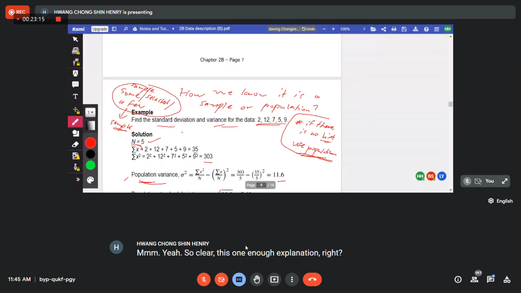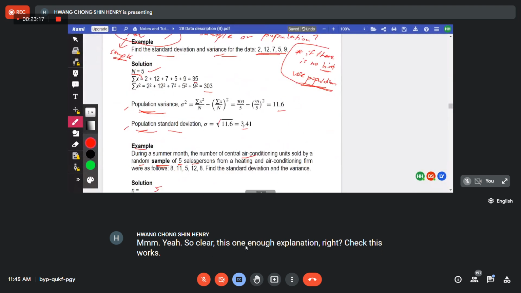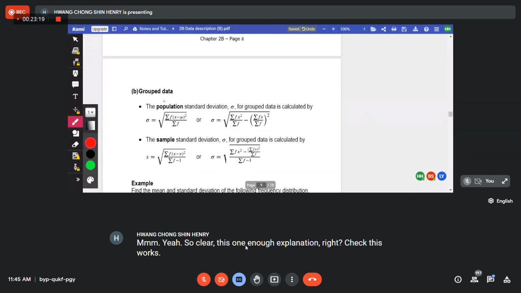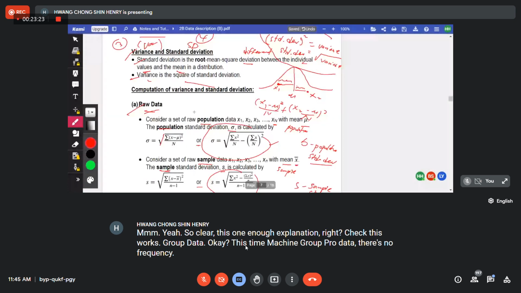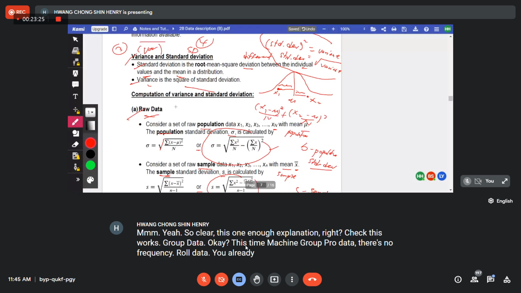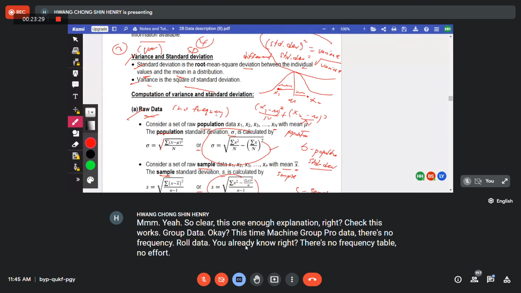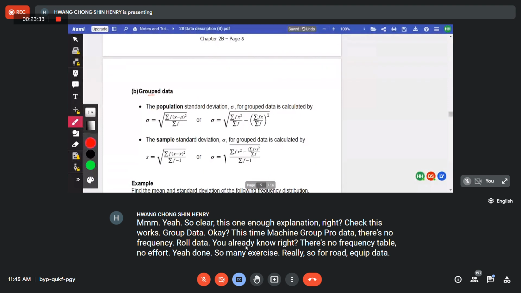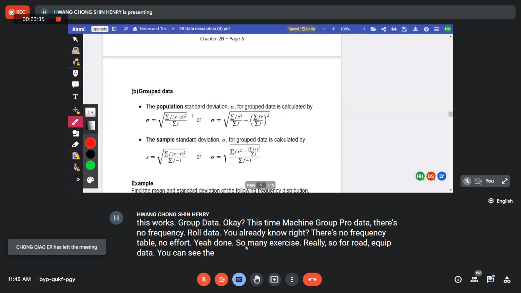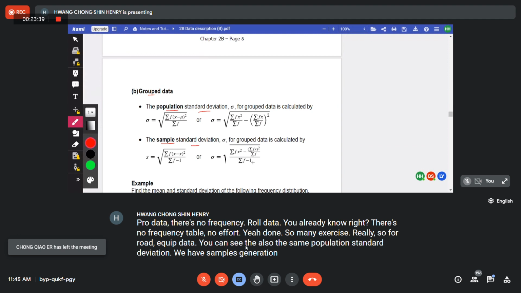Okay. Check these words. Group data, okay. That's why I mentioned group raw data, there's no frequency. Raw data, you already know, right? There's no frequency table, no F. You have done so many exercises already. So for raw group data, you can see also the same population standard deviation. We have sample standard deviation, it's the same. The symbol we use is also the same.